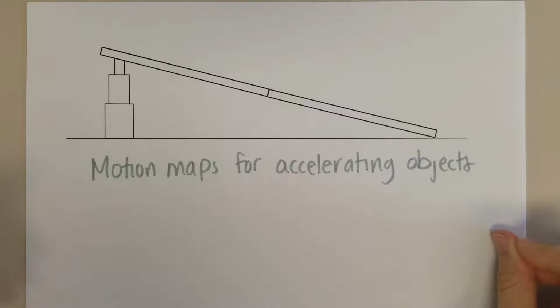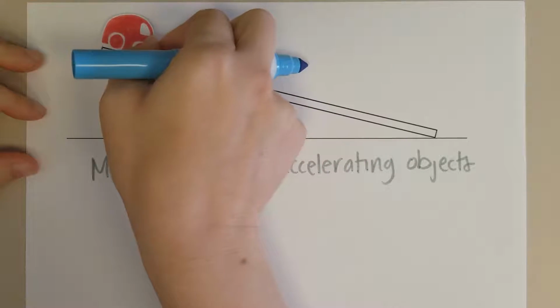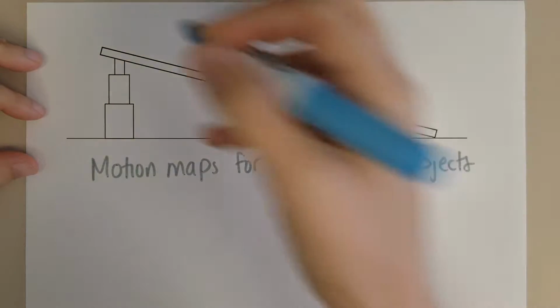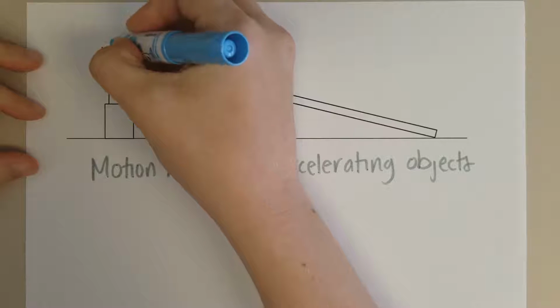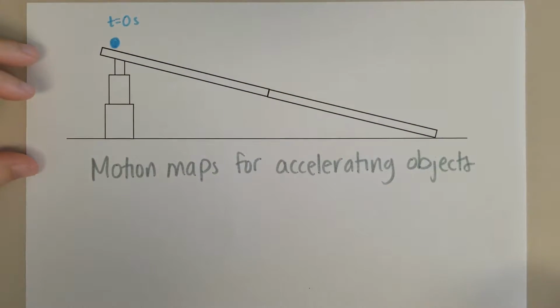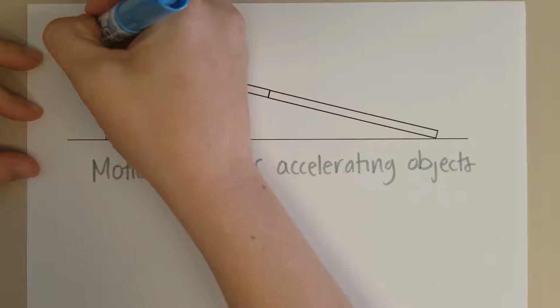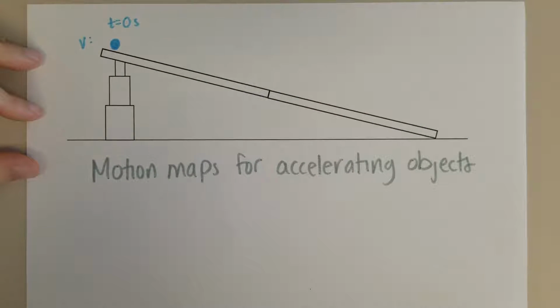So we've drawn motion maps before, but for objects going at a constant velocity, this was a more straightforward situation. Now, I mentioned that the car is starting at rest at the top of the hill. So I'm going to draw a dot. Remember, this corresponds to where I pushed start on the timer. So this is actually a dot for time 0. That's where the car started. And I am using blue here to show the car's velocity as it travels down the hill.